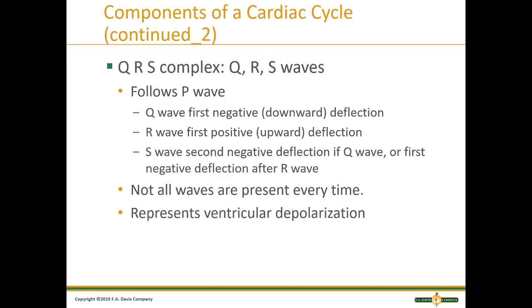QRS waves follow the P waves. The Q wave is the first negative, downward motion of the wave. An R wave is the first positive or upward deflection. S wave is the second negative deflection after the Q wave, or the first negative deflection after the R wave. Not all waves are represented each time. This represents ventricular depolarization. Okay, so this is again a specialty.